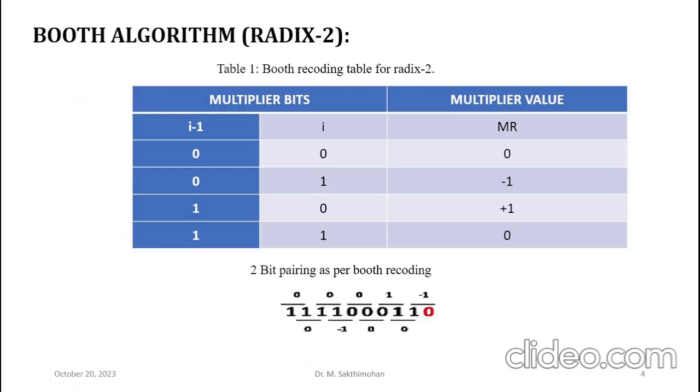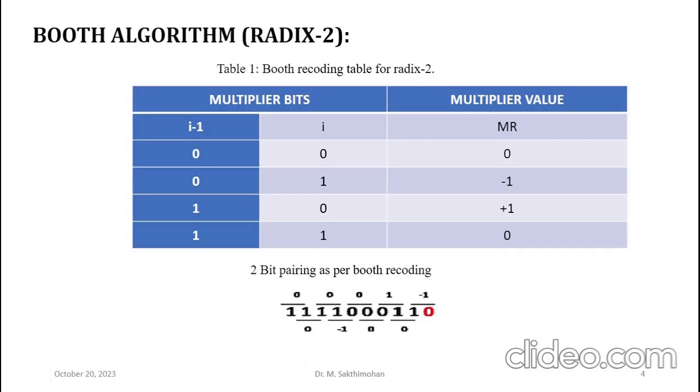Here I have mentioned the table called the Booth recoding table for the Radix 2 algorithm. It lists the multiplier bits before applying the Booth algorithm, and the multiplier value, MR, after applying the Radix 2 algorithm. See here the bits i minus 1 and i. If it is 0 0, the multiplier value will be 0. If it is 0 1, the multiplier value is minus 1. If it is 1 0, the multiplier value is plus 1. If it is 1 1, the multiplier value is 0.